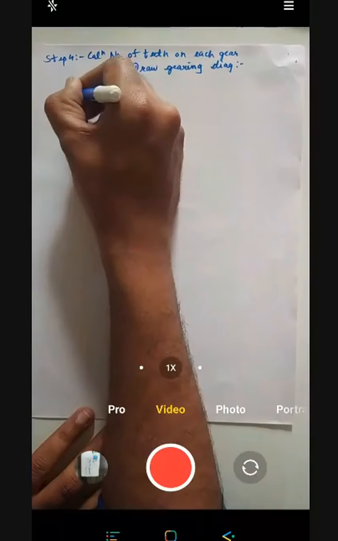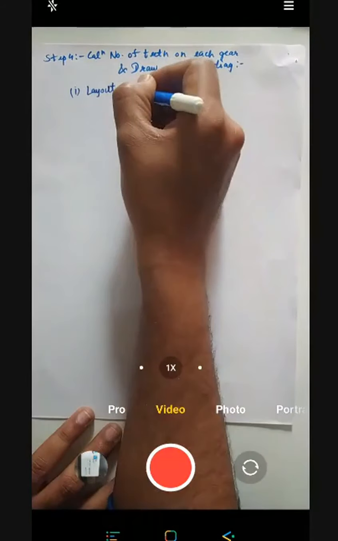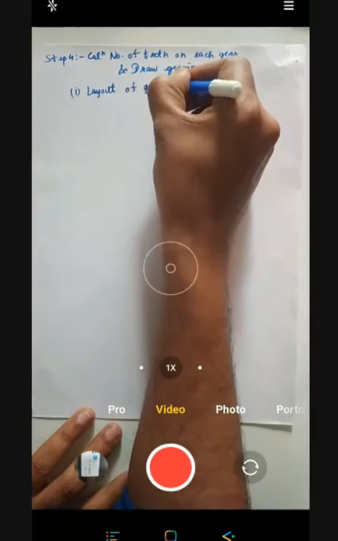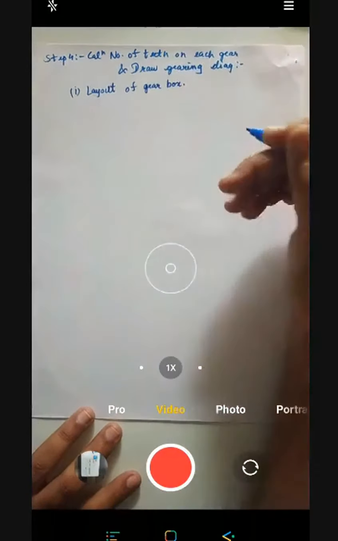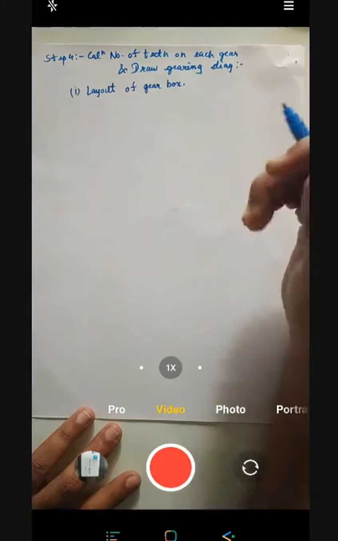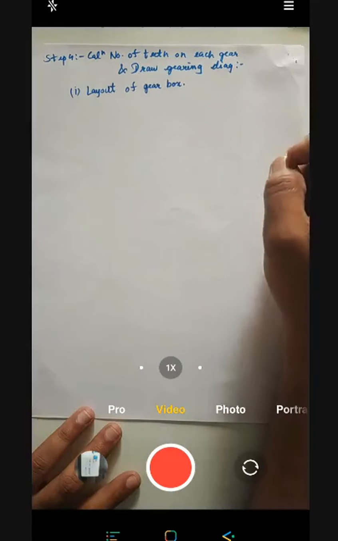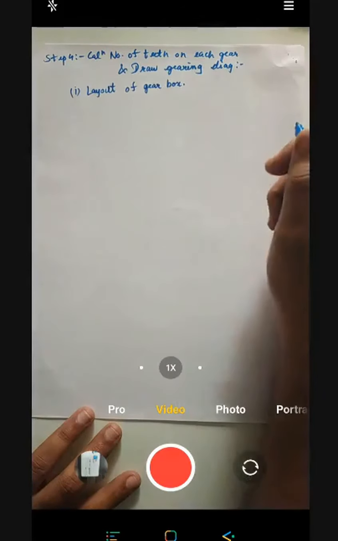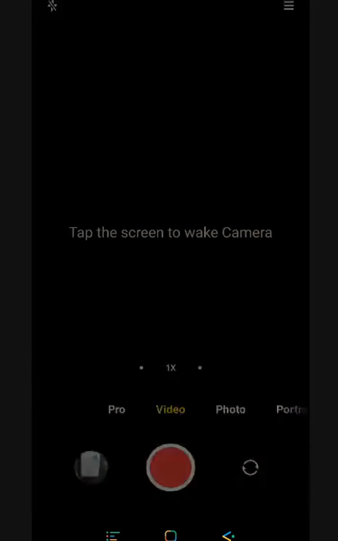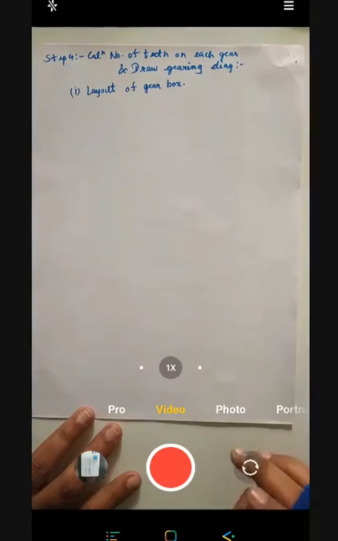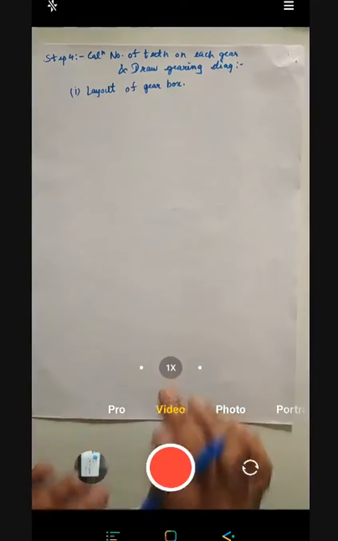In this, you have to first draw the layout of the gearbox, so as to first check how many gears are there in the gearbox. Once we are able to identify how many gears are there, then we can go into the detail of those gears, and then we can calculate the number of teeth, right? So basically first finding how many gears are there in the diagram.